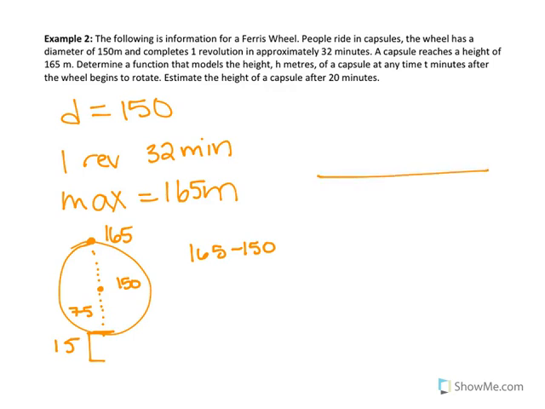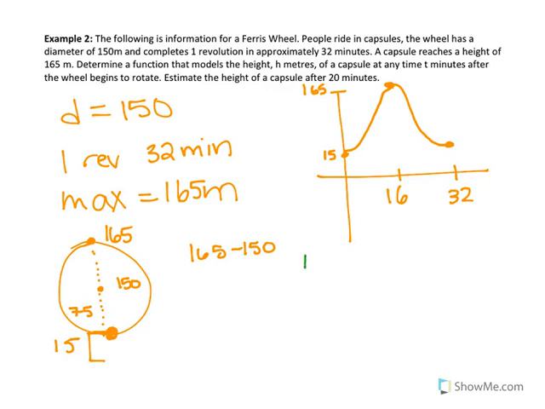So if I imagine this graph, you're going to start at the bottom. You're going to get on the Ferris wheel here. It's going to start here at 15, and it's going to hit the maximum, 165, and then it's going to hit 15 again, and the time it takes to do that is 32 minutes. So if I wanted to figure out halfway through where that maximum is, I would divide that by 2. It would hit it at 16 minutes.